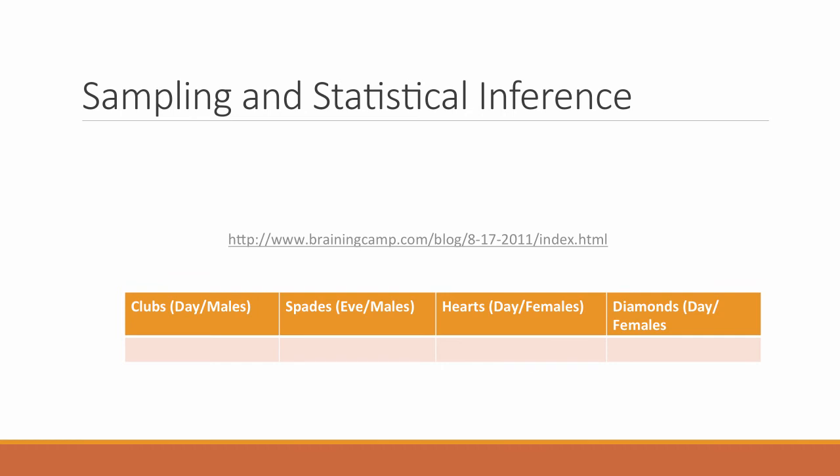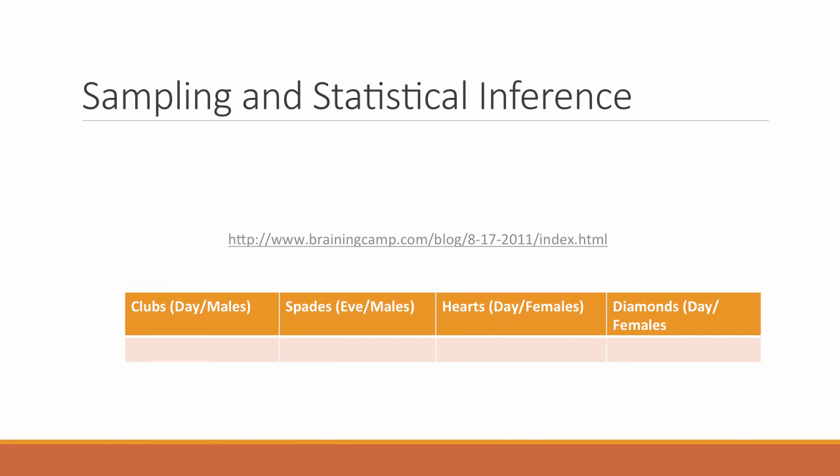Let's pretend to use a deck of cards to represent all of our students, and that clubs represent the day male students, spades represent the evening male students, hearts represent these students, and diamonds represent these students. The question is, how many cards would we need to draw from a deck to have all students represented?